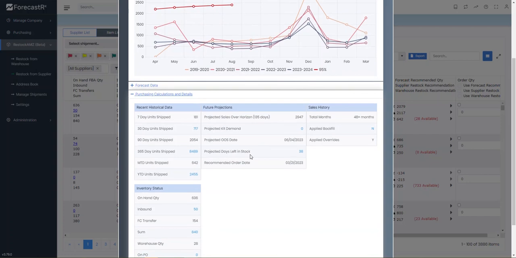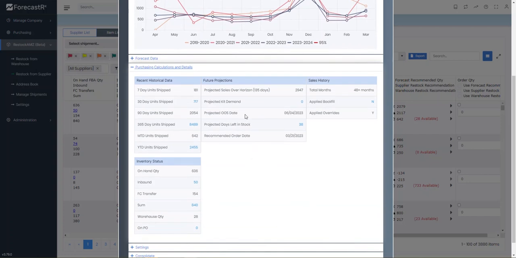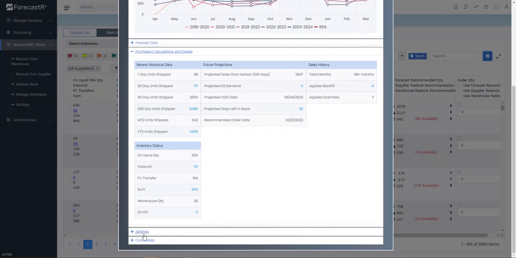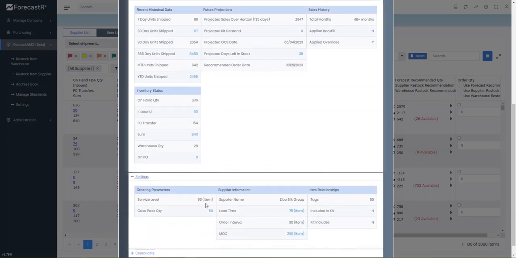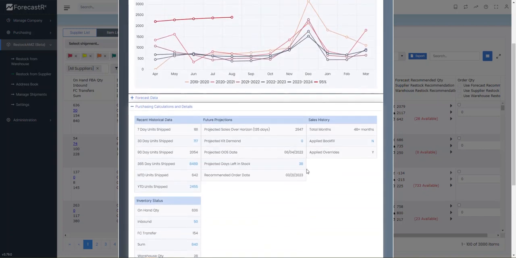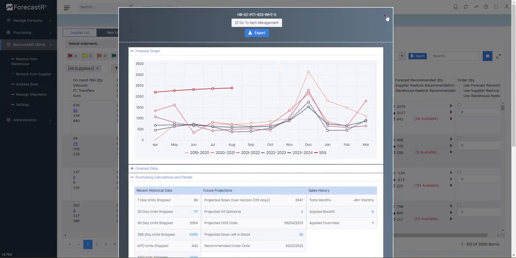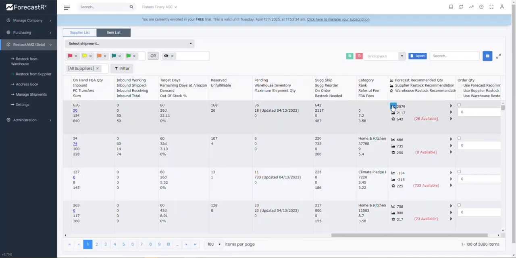We'll also give information on when you'll be out of stock, when you need to place your order by for it to come in time, and just some more information on your Amazon inventory, as well as your supplier lead time and your MOQ and case pack quantity to be able to reference when making your shipment. And then you will see the recommended quantity right next to the icon.